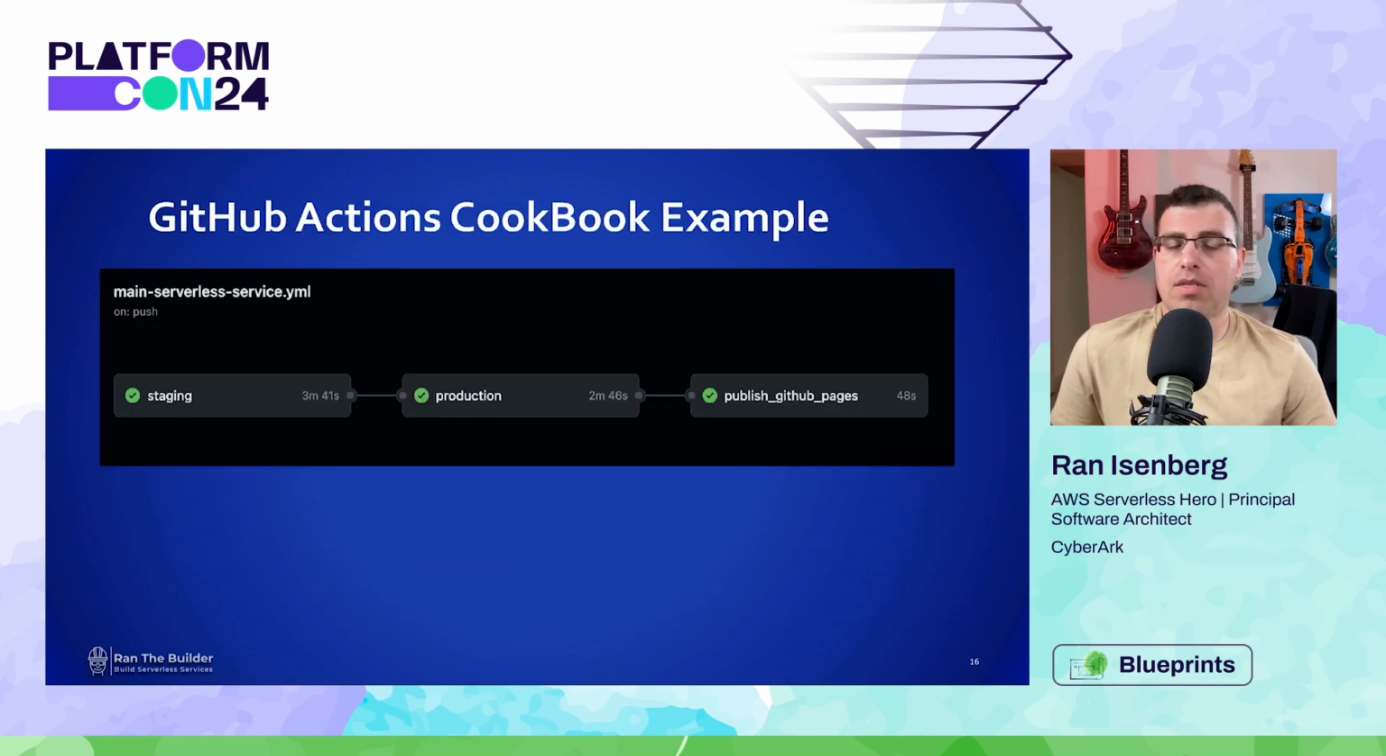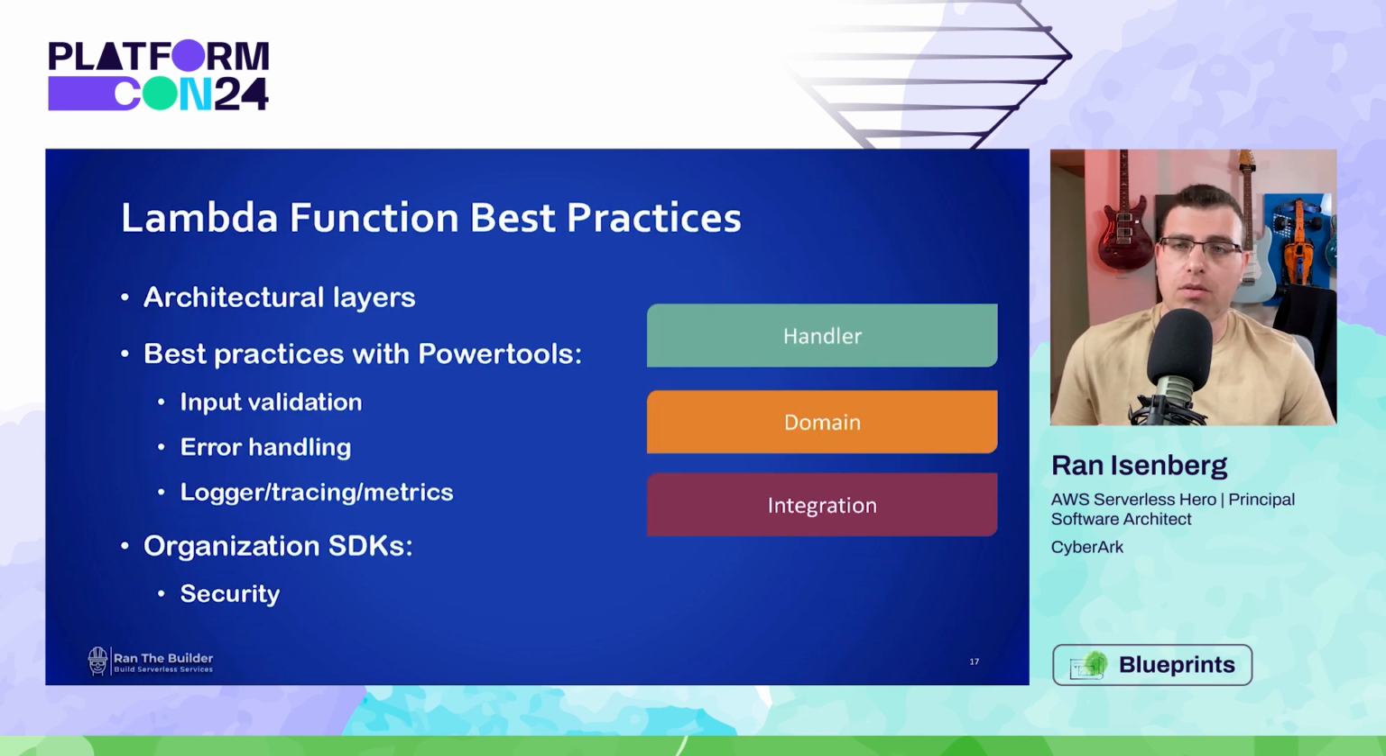And here you can see an example. Once you merge a PR into the cookbook, it also deploys to the staging account, runs some tests, and also to the production where it doesn't run the end-to-end tests. And then it even publishes the GitHub pages documentation with the Swagger and the Open API. Again, everything just works out of the box. The developers don't need to think about that. It's very important.